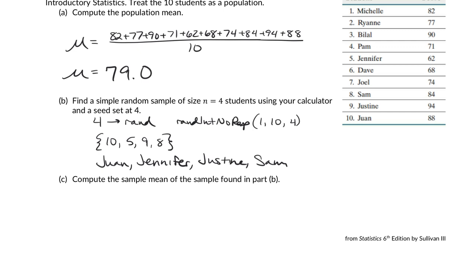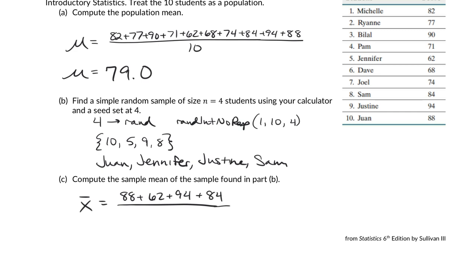Okay. So here's our sample. Our sample that we're pulling out of this population is Juan, Jennifer, Justine, and Sam. We're going to compute the mean of the sample found in part B. So now we're computing X bar. Since we are computing from a sample, I don't use mu as the variable for my mean. I use X bar. And all I have to do is add together Juan, Jennifer, Justine, and Sam's averages, which is 88 plus 62 plus 94 plus 84.